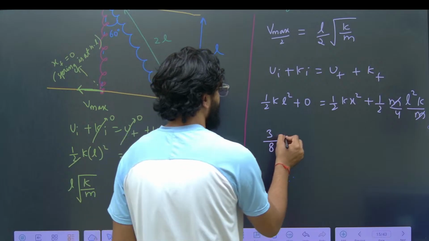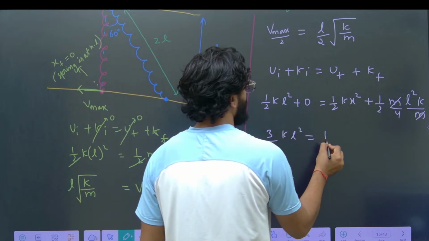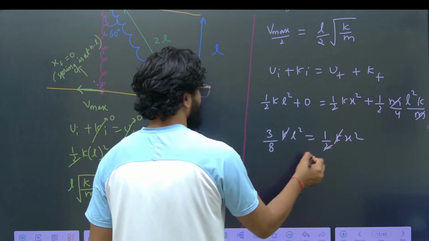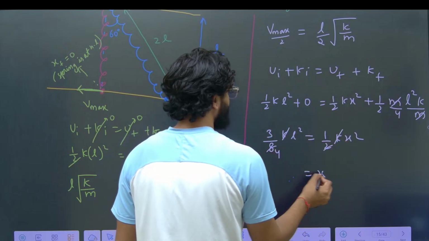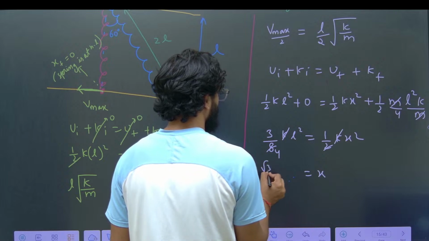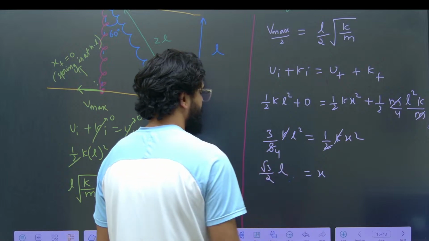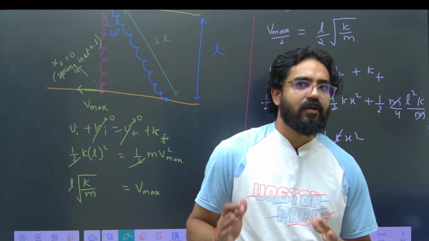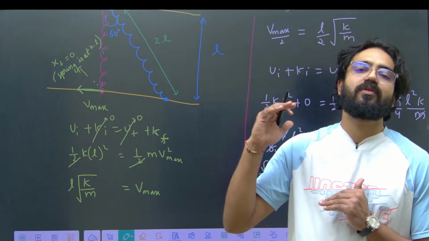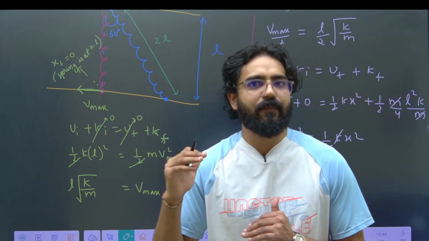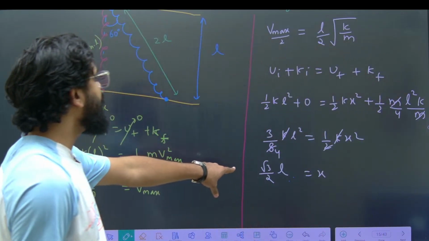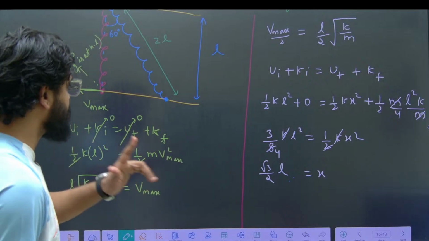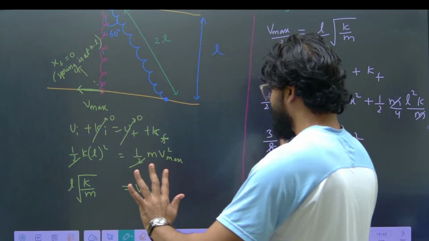3 by 8 KL square equals half KX square. So K and K will get cancelled, this will be 2. So X is coming out as root 3 by 2 L. Okay, this is the extension. We know that the length of the spring was L. If we add it to the length, I just want to make sure that I have done everything correct.